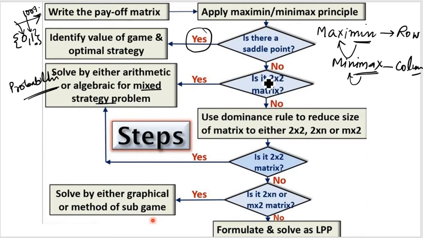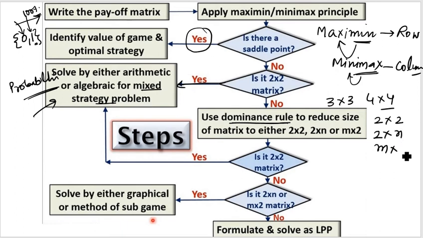And further, if it is a 2 cross 2 matrix, then we go with the algebraic or arithmetic method. But if it is not 2 cross 2, like 3 cross 3, 4 cross 4, any order more than 2 cross 2, then we go with the dominance rule, and with the help of the dominance rule we reduce the matrix to 2 cross 2, or 2 cross n, or m cross 2.